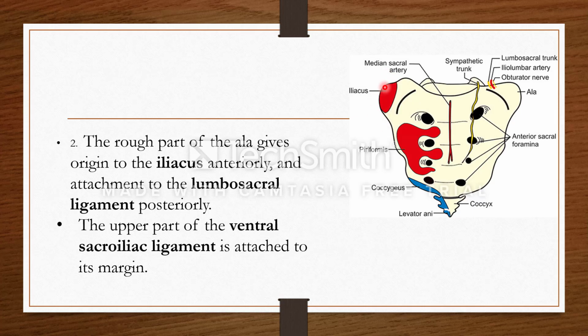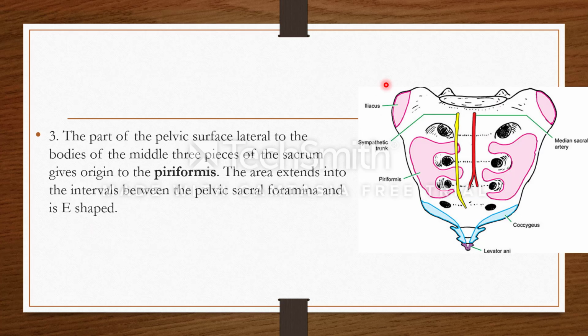So there are three structures attached to the ala. Number one is the iliacus muscle. Number two is the ventral sacroiliac ligament. And there is the lumbosacral ligament which is present posteriorly.